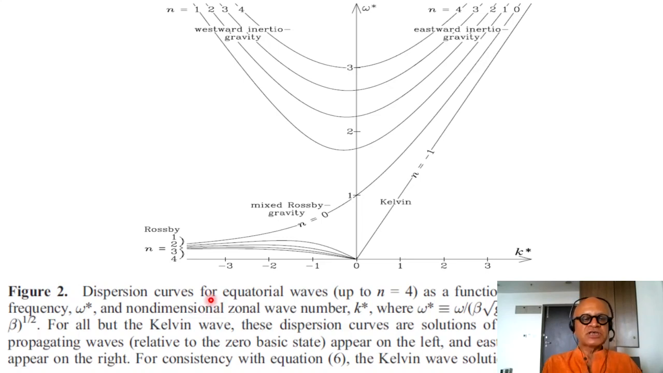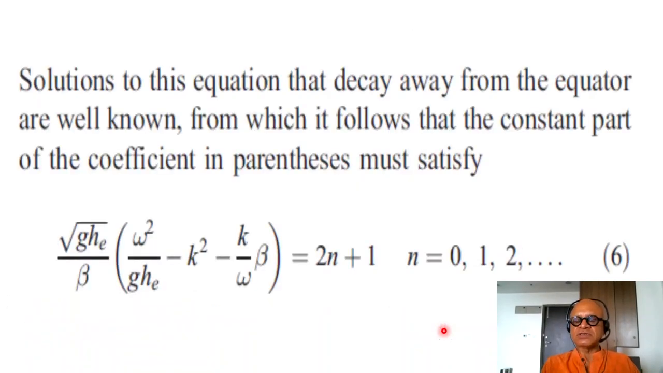So the solutions here: dispersion curves for equatorial waves up to n equals 4, as a function of the non-dimensional frequency. It's very common to do non-dimensional transformations as well, and non-dimensional zonal wave number k star, where omega star is converted from omega using this transformation, omega divided by the square root of beta times square root g he, and k star is transformed using k times square root g he divided by beta to the 1/2. For all but the Kelvin wave, these dispersion curves are solutions to equation 6, which is this one.